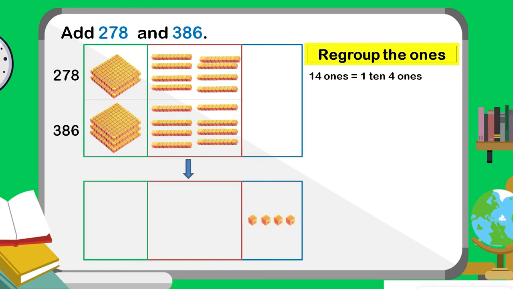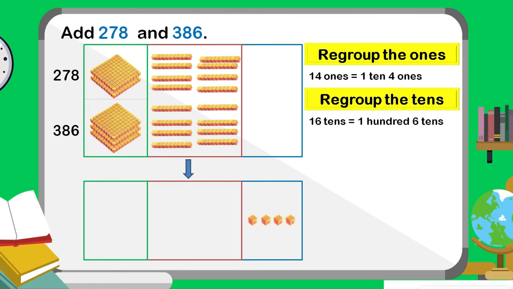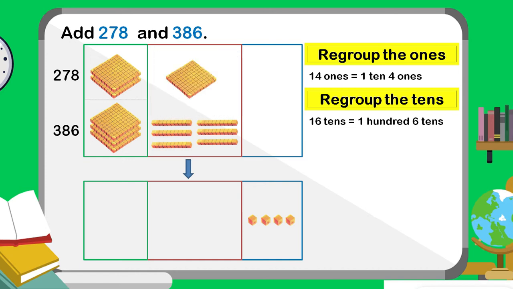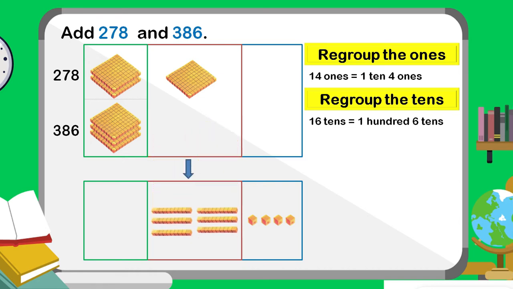Let us add the tens. 1 ten plus 7 tens plus 8 tens is equal to 16 tens. We can't put 2 digits in the tens place. We can only put a single digit. So we need to regroup the tens. 16 tens is equal to 1 hundred, 6 tens. We already know that 10 tens is equal to 100. Let us put 6 tens in the tens place. And let us put 100 in the hundreds place.